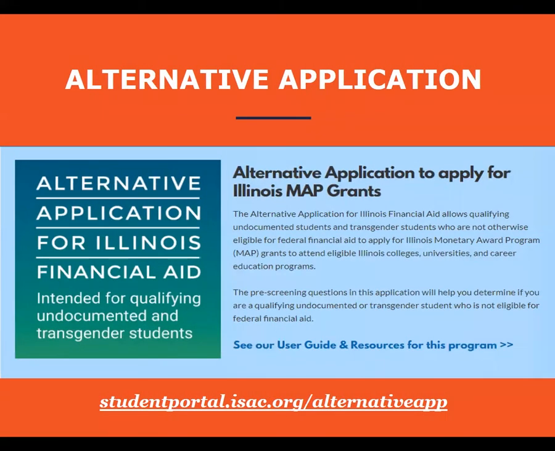Illinois residents who are undocumented or transgender and are unable to submit the FAFSA may be able to complete an alternative application instead. By completing the alternative application, you'll be considered for the Illinois MAP grant and institutional funding from our office.